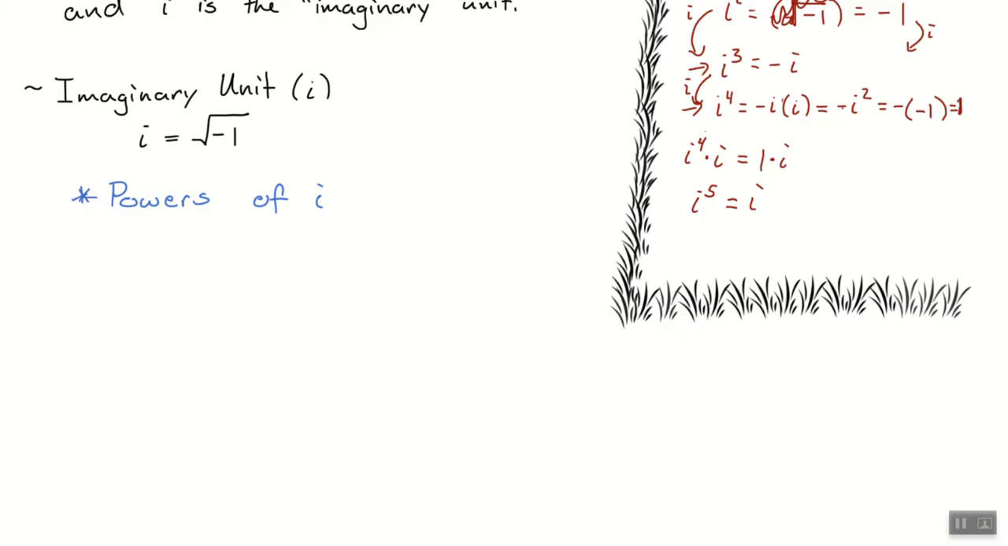So once I get through 4, I'm just back to whatever I had originally, right? So check it out. The powers of i. Here's what we're going to do. Some of them feel silly, but we're going to start with i to the 1 equals i. And that's true. It's the square root of negative 1, or i.